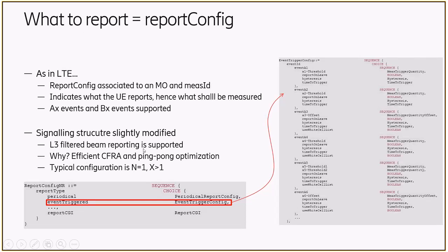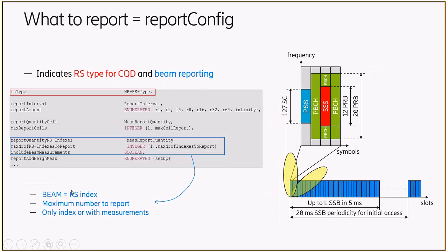Why? I explained a bit this ping pong optimization, but it's also efficient for contention-free random access. I will explain that at the end. A typical configuration is n equals 1, so we don't bother to do any averaging, but it's good to get reported a certain number of beams. This is a bit the signaling structure, report config. You can choose event triggered, which is the one about this triggered report discussed here. We can also choose the RS type for the cell quality derivation. We already talked about CSI-RS and SSB, and you can also choose beam reporting. There are some parameters controlling that. You can choose to report just the indexes, and I briefly mentioned how to detect the indexes of the SSBs and so on. Or you can include measurements also.